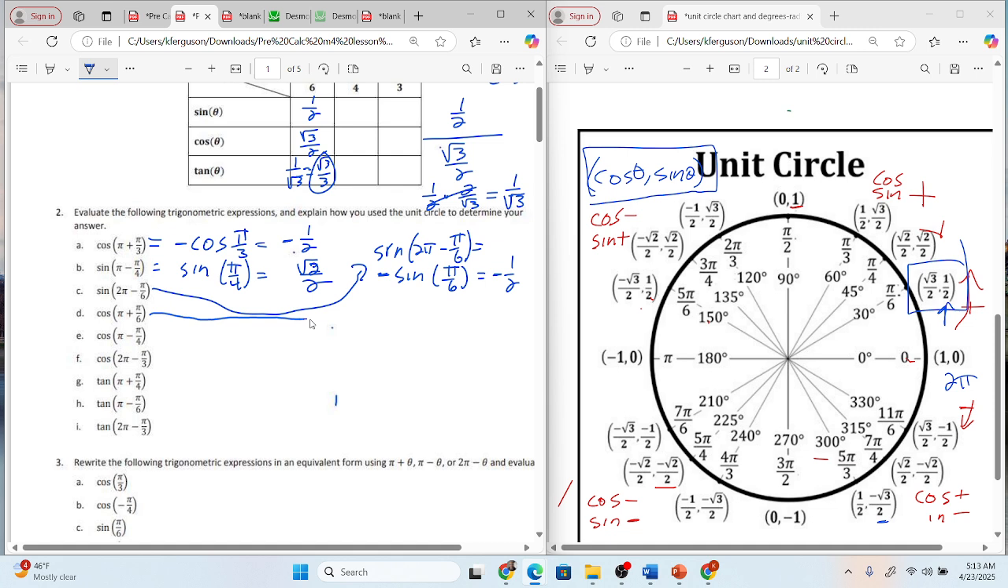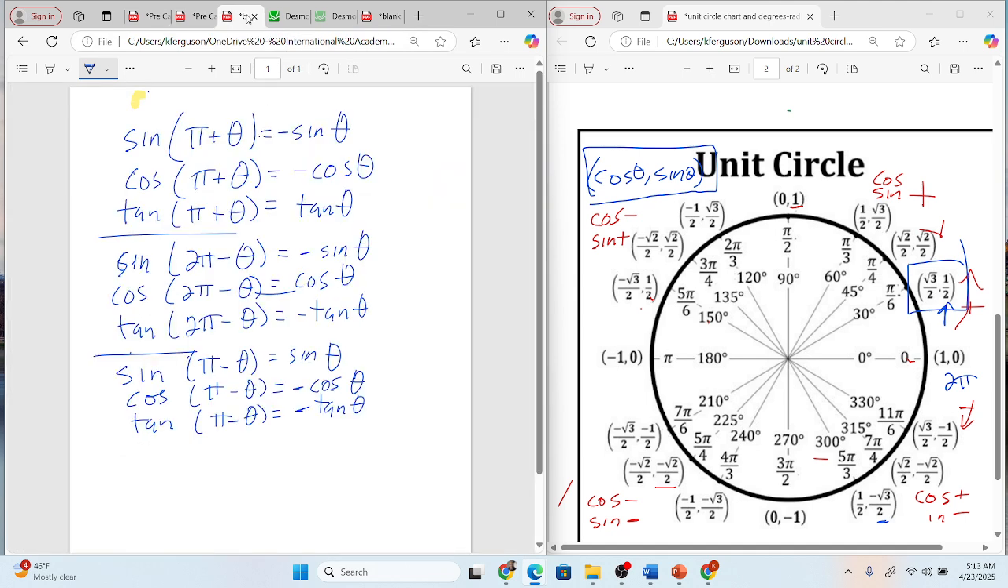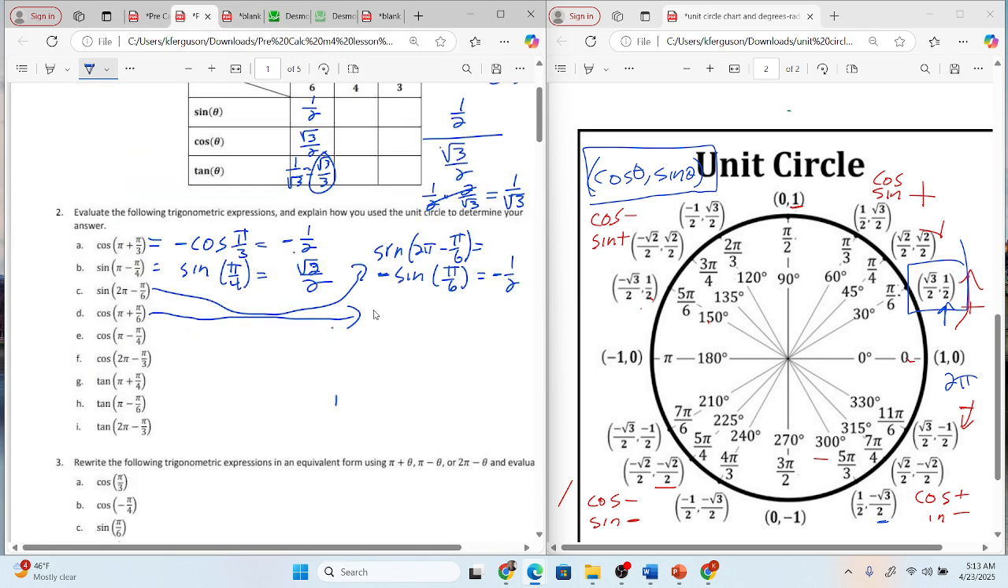So let's see right here. I've got cosine of pi plus theta, or 180 plus 30. 180 plus 30 puts me right there. It's going to be a negative sign. Cosine of pi plus theta is negative cosine. So negative cosine of 30 degrees is negative square root of 3 over 2.